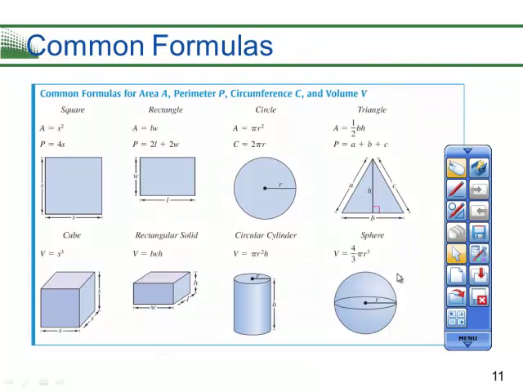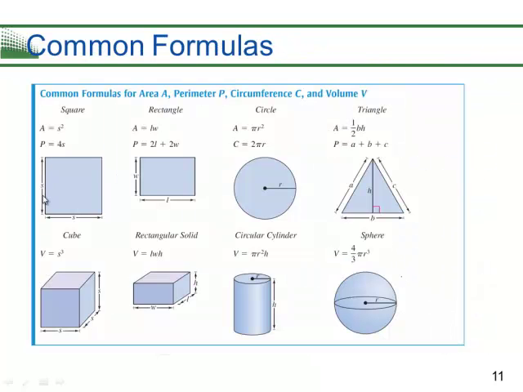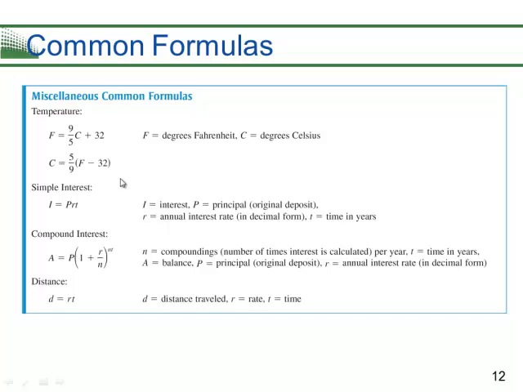Okay, some common formulas that you should know, or that we're going to be using, I guess. I don't mind giving you some of these formulas if you need them. Area formulas for square, rectangle, circle, triangle, and volume for cube, any rectangular prism, cylinder, and a sphere. Those are all ones you had from geometry. Also, some other common formulas: the Fahrenheit-Celsius conversion formula, solved for both Celsius and Fahrenheit, simple interest, compound interest, distance.